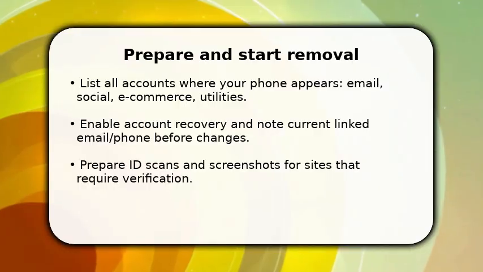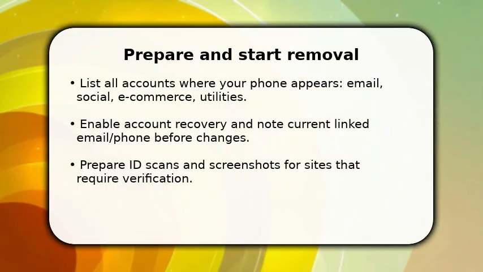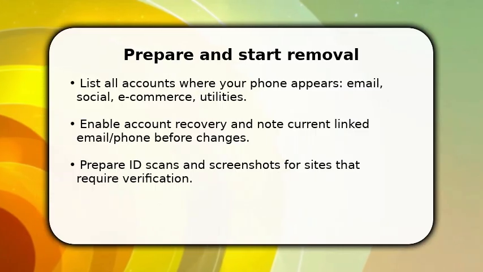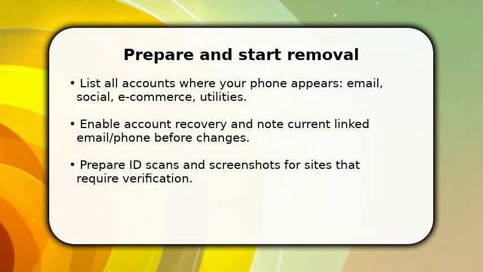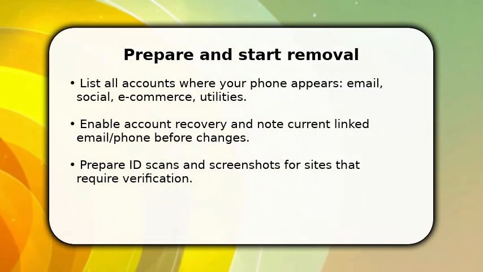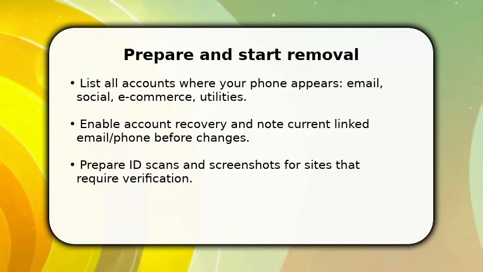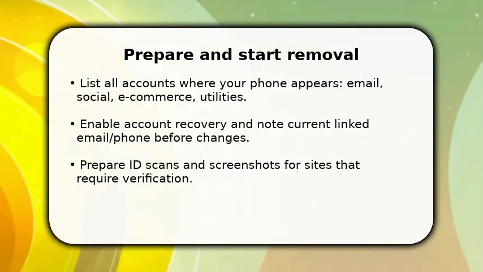You begin by listing every place your number appears and prioritizing high-risk accounts like banks and social profiles. Once done, make sure your recovery email is current so you don't lock yourself out. Next, gather identity documents and screenshots. These speed verification if a service demands proof.